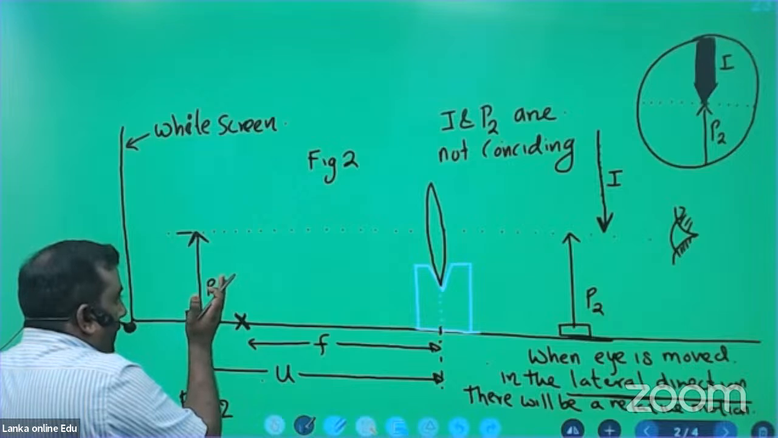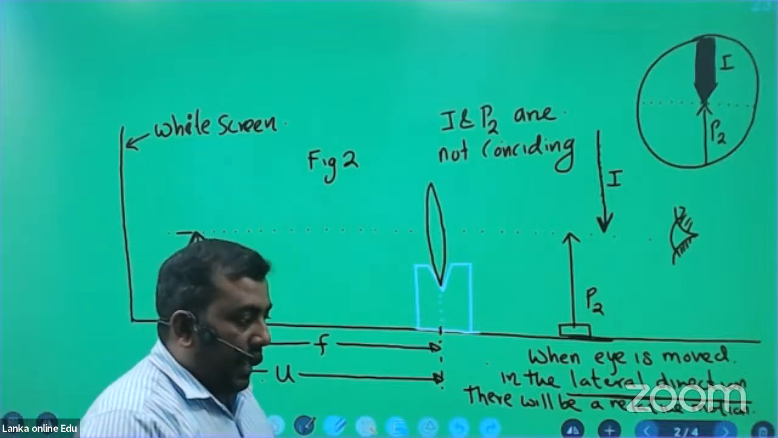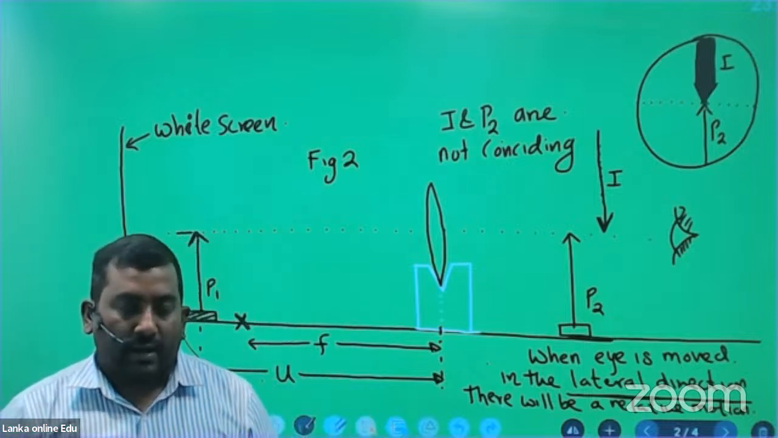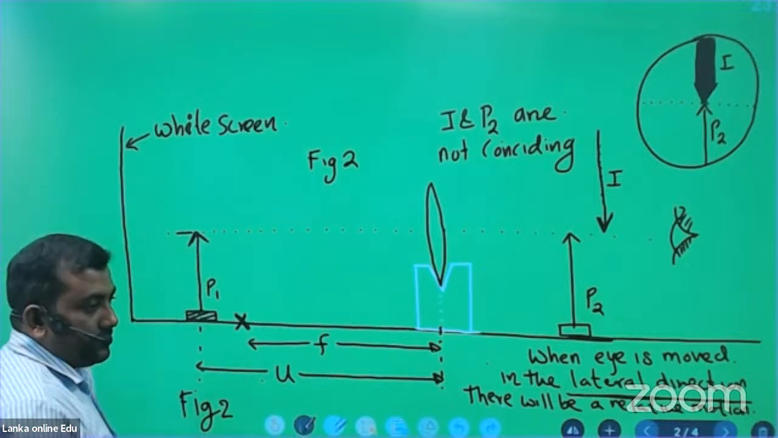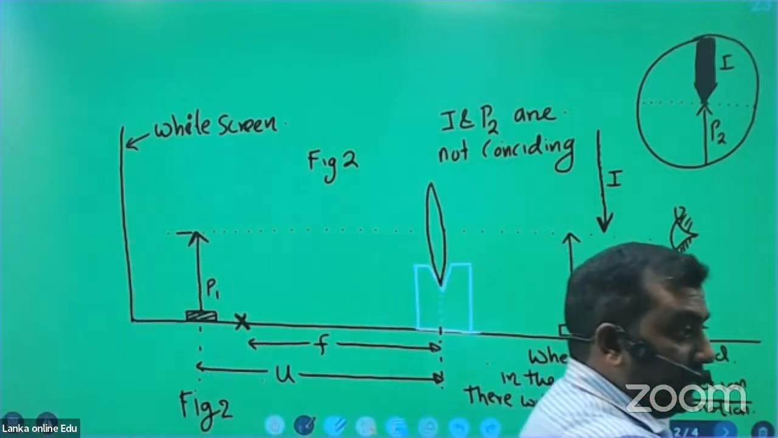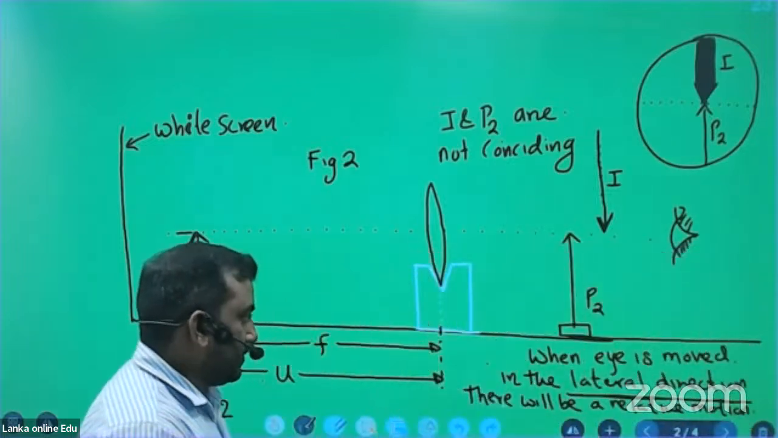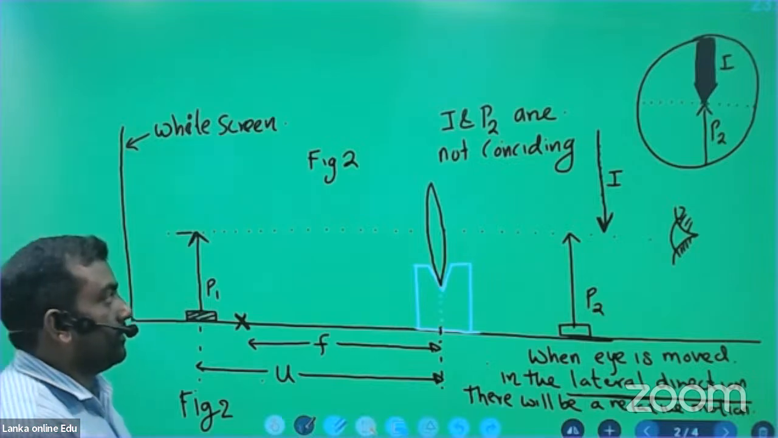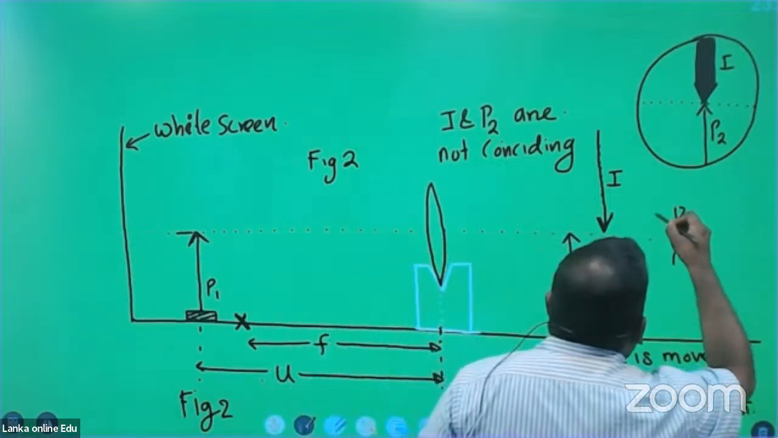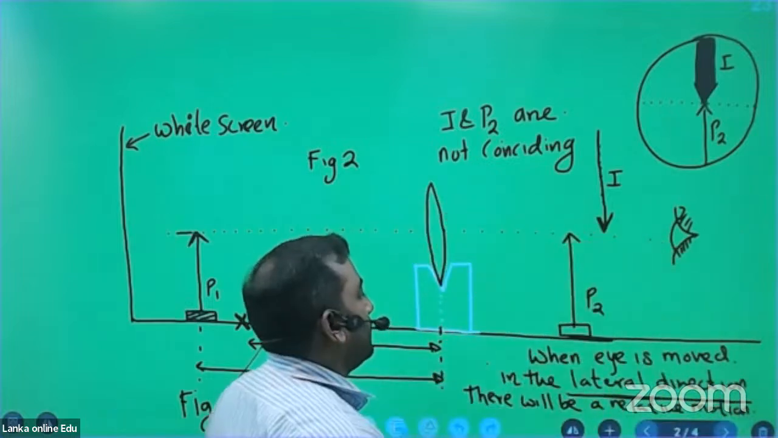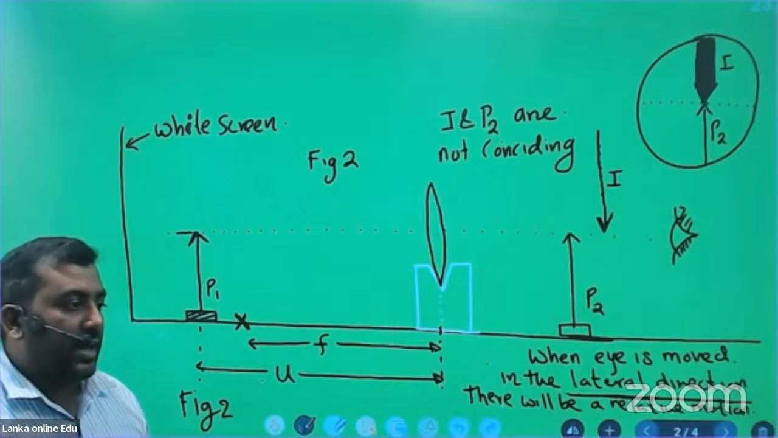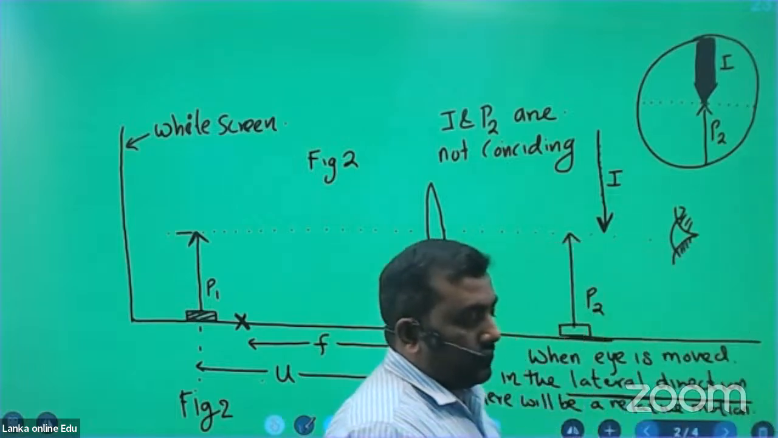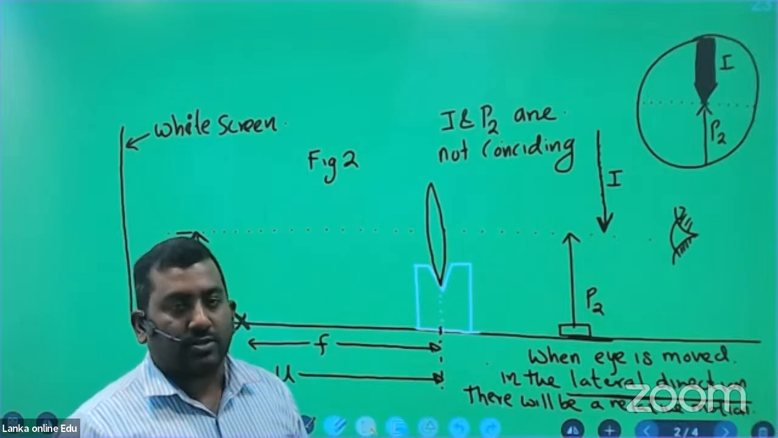And we place the optical pin P1 just beyond the focal, and we view from the opposite side as shown in figure 2.